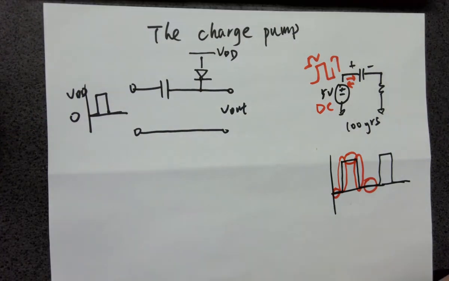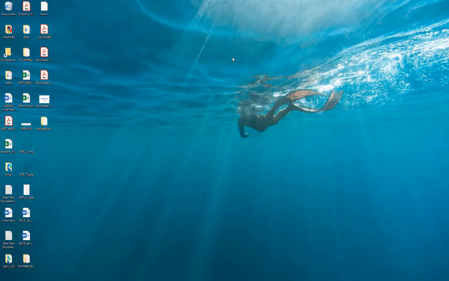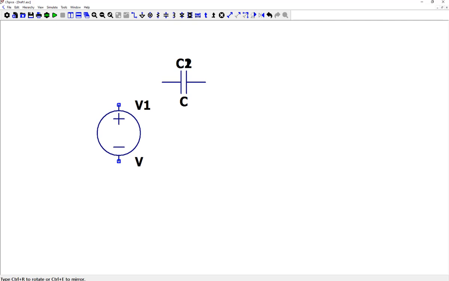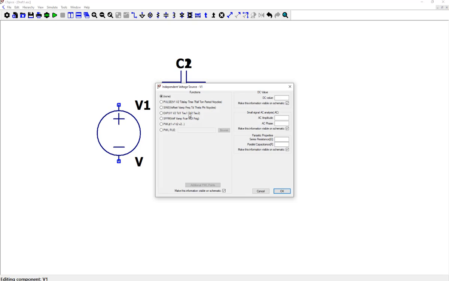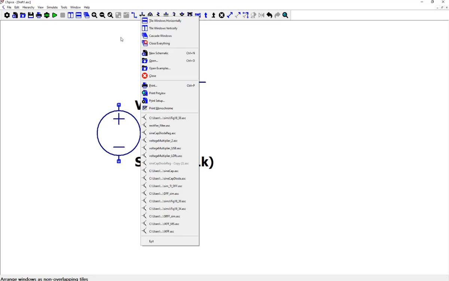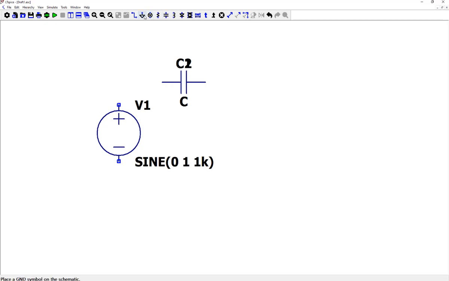Let me show you one very simple simulation over here. Are you comfortable with a capacitor circuit, with the power supplies and all these AC signals? DC offset 0, amplitude 1 volt, frequency 1K. Just create a really simple sine wave. This one.